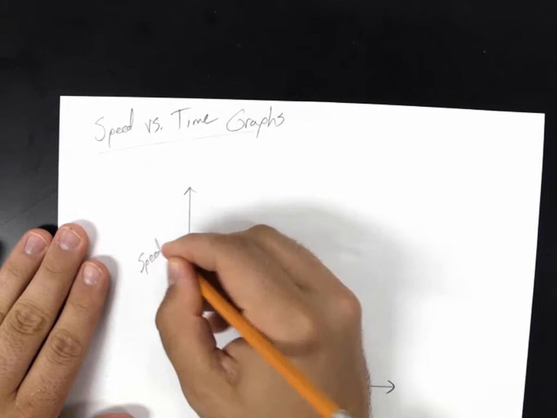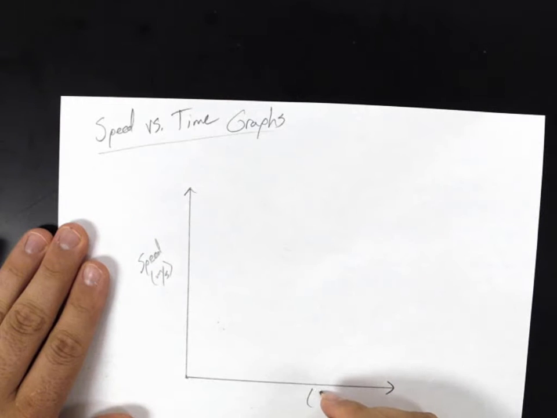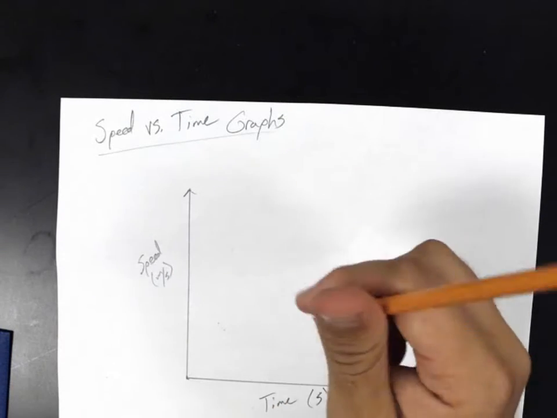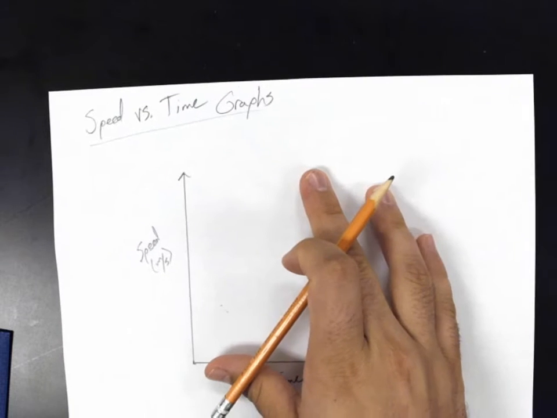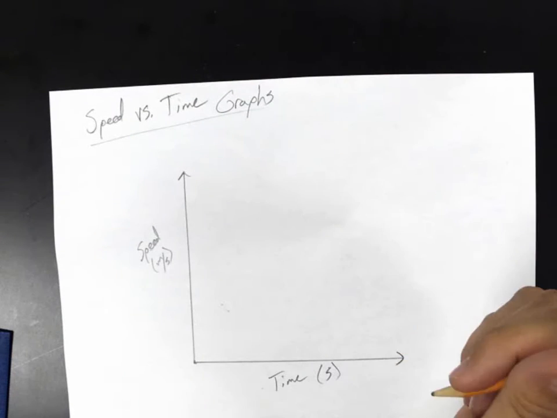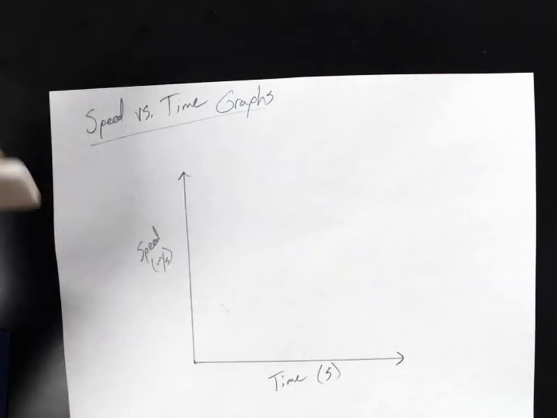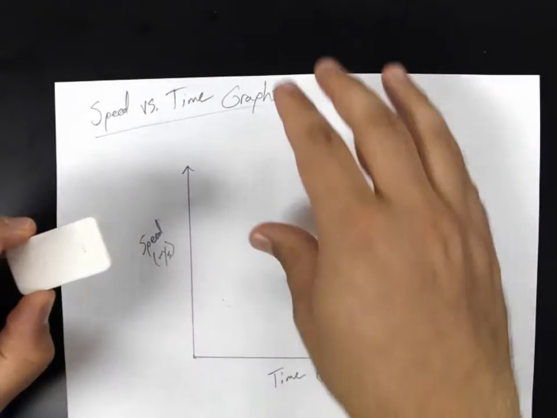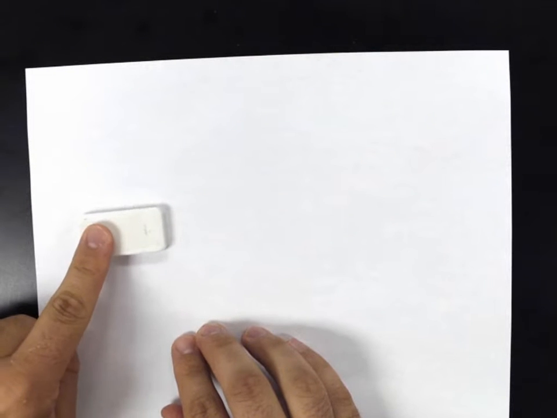Here is our speed on this axis in meters per second. Here is our time in seconds. Now, let's say that we have an object that did something like this. Here's our object. Let's make this completely clear. Let's say that the object did something like this.